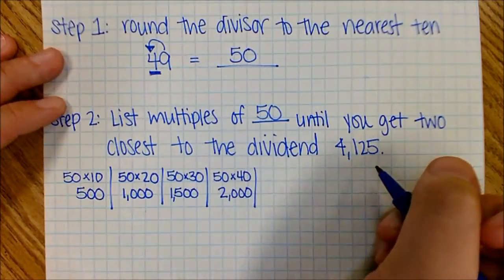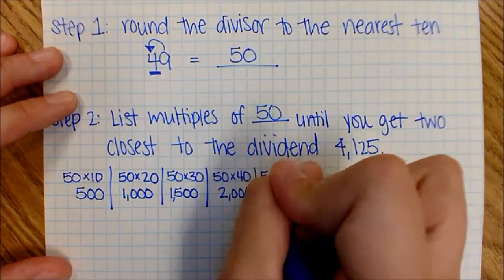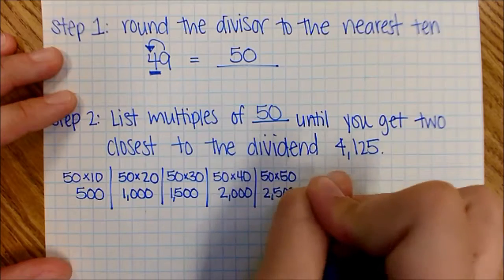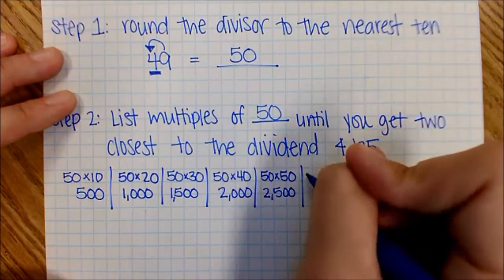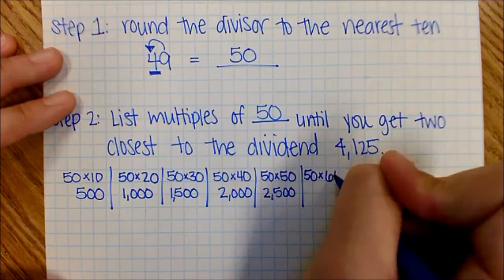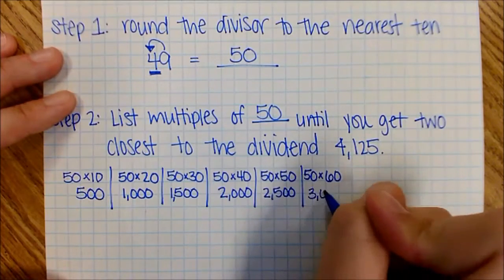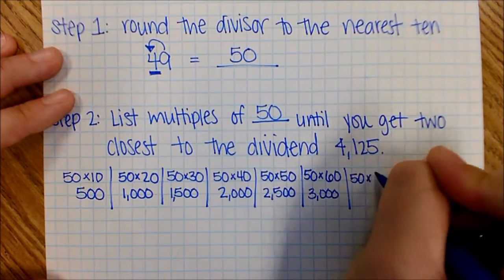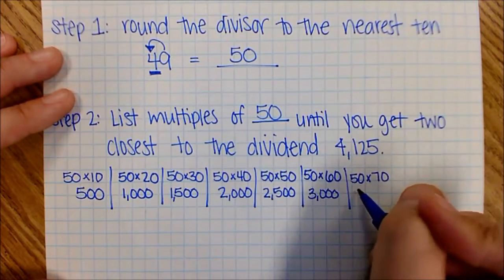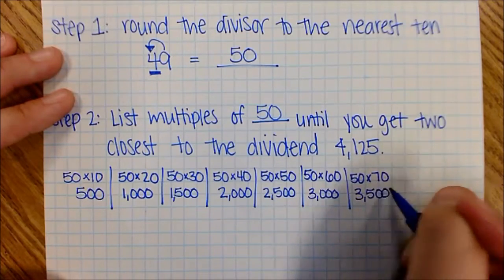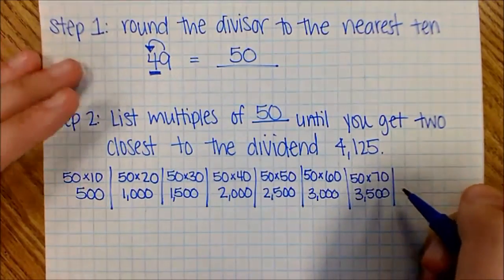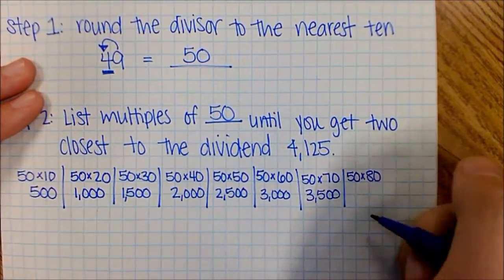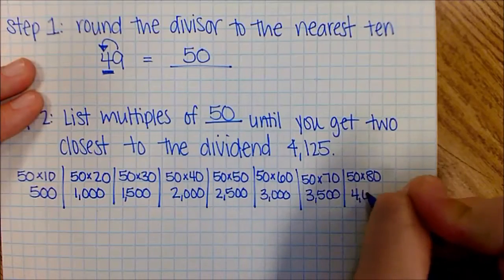All right, I'm getting closer, but I need to keep going, I think. So I'm going to try 50 times 50, and that equals 2,500. Nope, still not close enough. 50 times 60, which gives me 3,000. All right, I'm getting closer. 50 times 70. Well, that gives me 3,500. That's pretty close, but I think I can get closer. So let's try 50 times 80. 50 times 80 is 4,000.